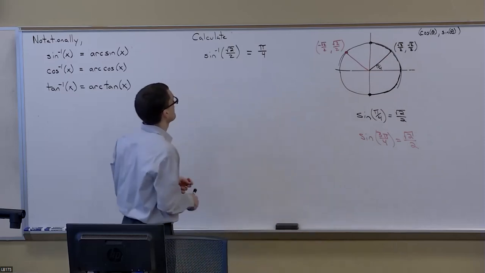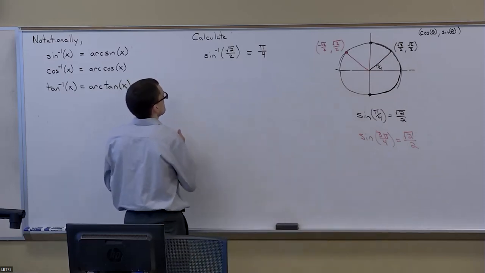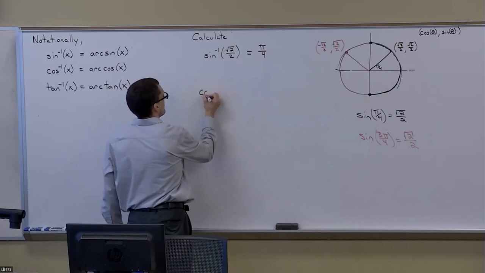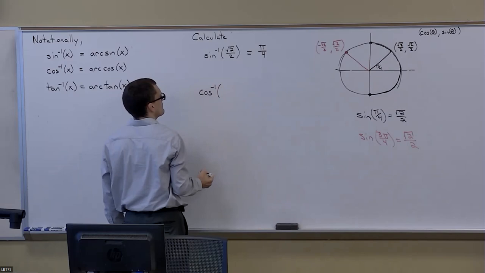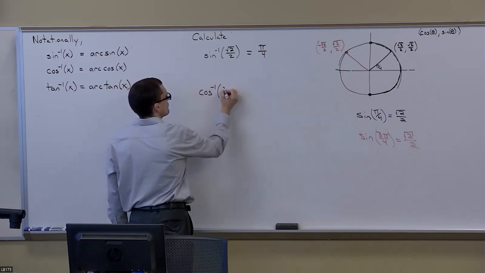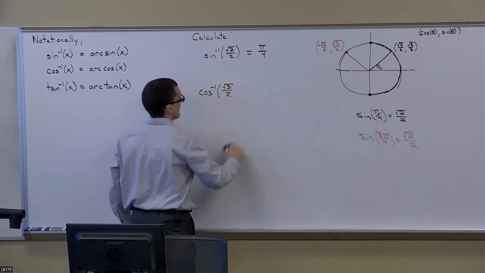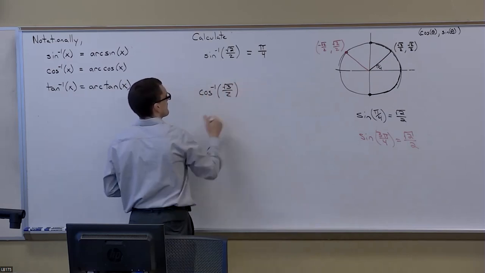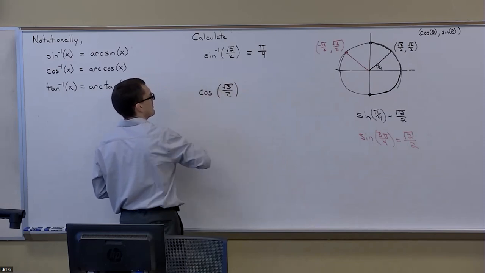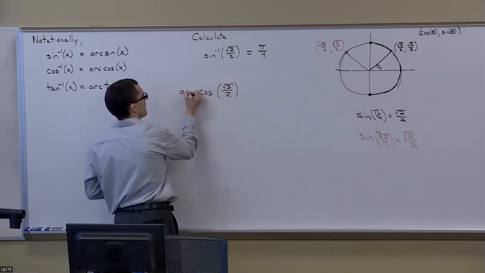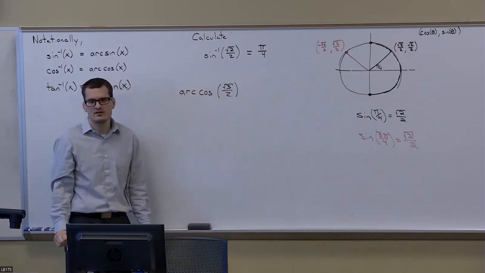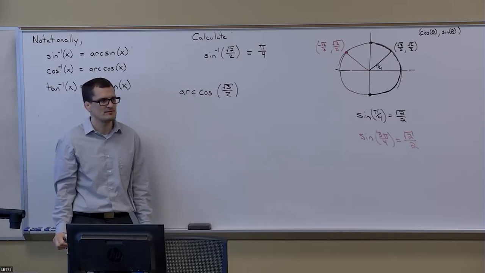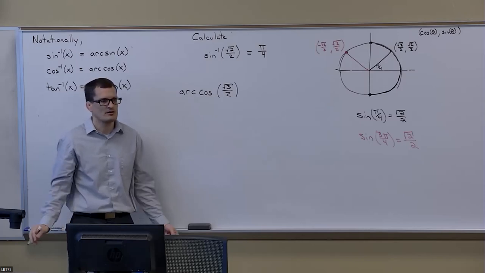For cosine, let's do cosine inverse of, let's do root 3 over 2. Actually, I'm going to reframe that. Let's say we want to write arc cosine of root 3 over 2. Is that different than what I just had? No. Inverse cosine, arc cosine, same thing.